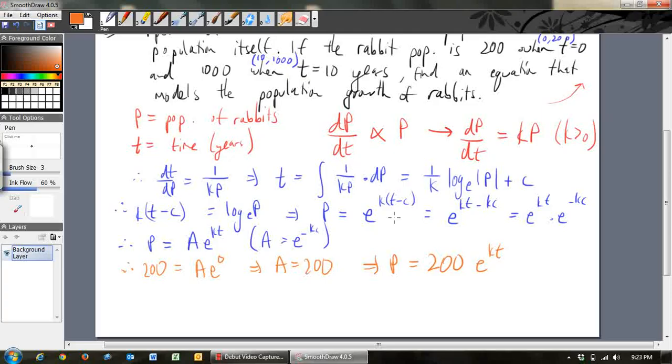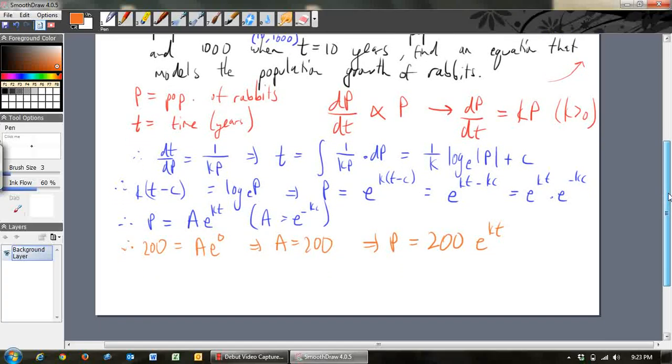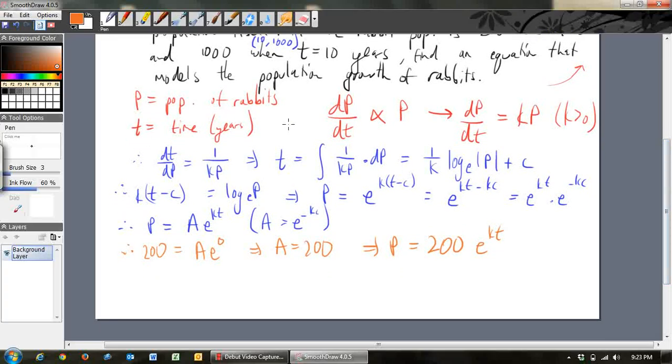Let's substitute the other one in. Now this is where it could be 50-50 depending on your algebra skills on when you substitute this in. I'm sorry about having to squish this in. Okay. So therefore we also know that the population is 1000 when t is equal to 10. So we've got 1000 equals 200 e to the 10k. In other words, putting in t as 10. So now let's solve this for k. Divide 1000 by 200 to get 5 equals e to the 10k.